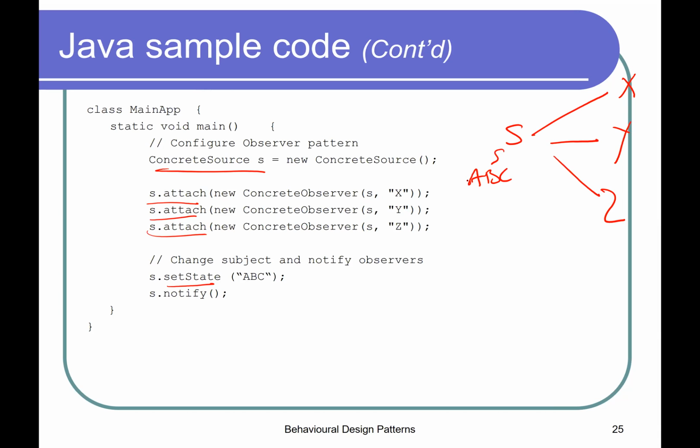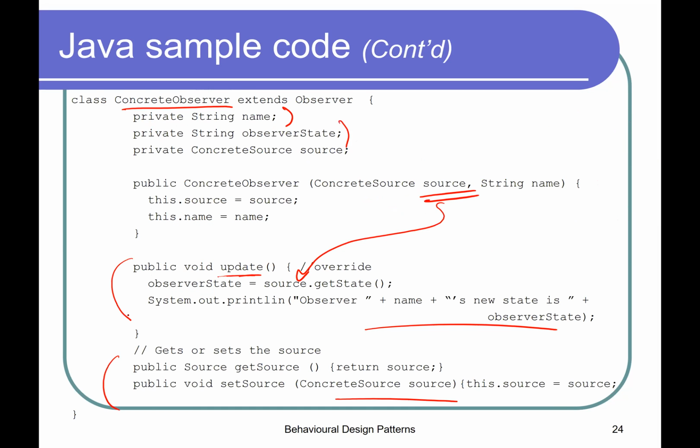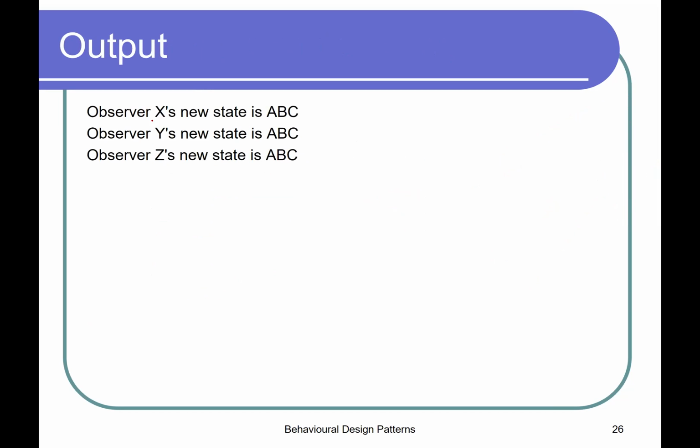Okay, and then go ahead, let everybody notify, and then let everybody execute the update on it. Update, update, update. And when they execute the update, they print their state. So then each one of those will print, say, I'm observer number X, this is my state. I'm observer Y, this is my state. I'm observer Z, and this is my state.